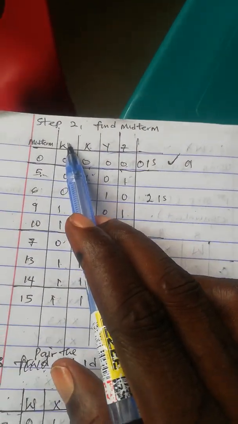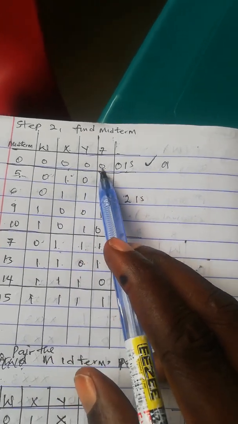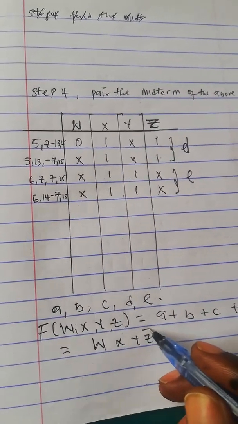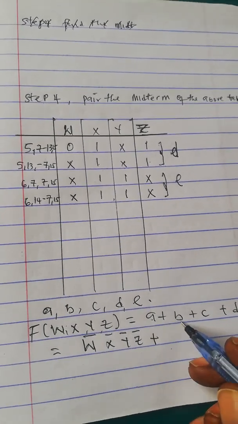Now let's look at 5 and 17, the second group. 5, 7 and 13, 15. They have 0, 1 out. They have 1, 1. Okay, good. X good, 1, 1 good. That means we can group them together.